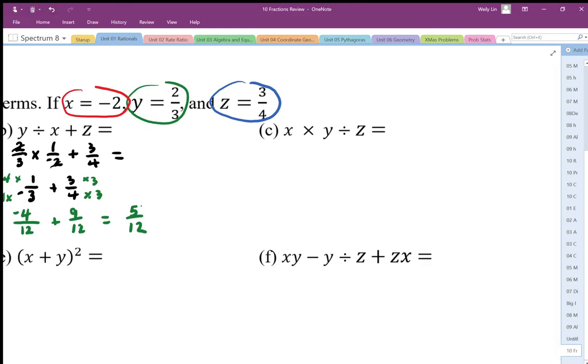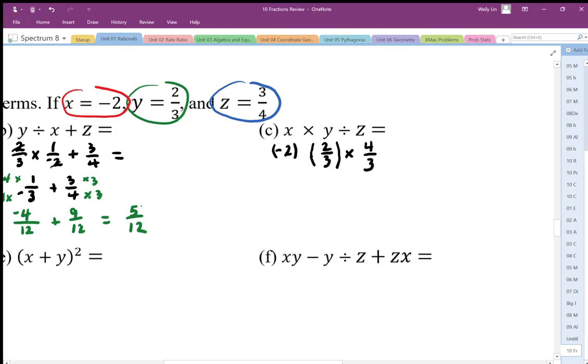Okay, for C, again, do the substitution. X is equal to -2 multiplied by 2/3 divided by 3/4. Remember, times on top, divide on bottom. So this times only goes to the top of the fraction. And divide, so instead of divide, I'm going to multiply by the reciprocal. So I'm going to use the reciprocal 4 over 3.